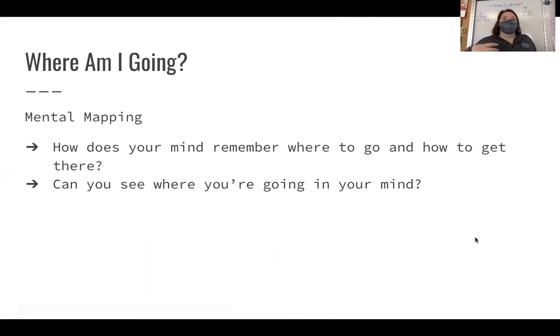Mental mapping is a way in which we participate in relative location when describing and using those descriptor words. Mental mapping helps answer the question, how does your mind remember where to go and how to get there? I know you guys have ginormous 3,000 gigabyte brains, but sometimes you forget a lot of stuff. So how do we remember where to go and how to get there? It also answers the question, how can you see where you're going in your mind as you're going there?